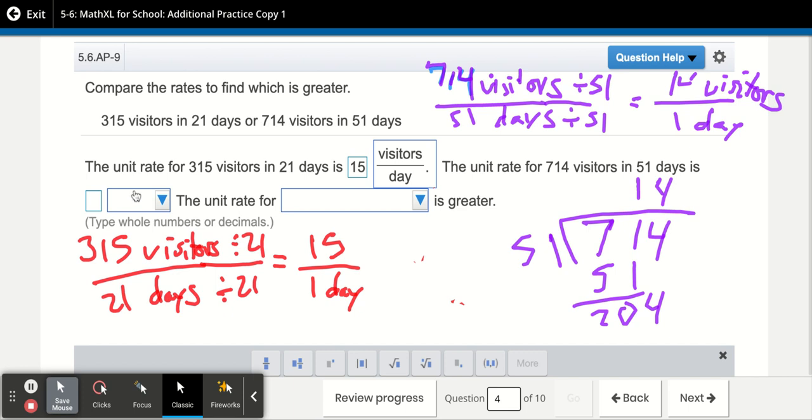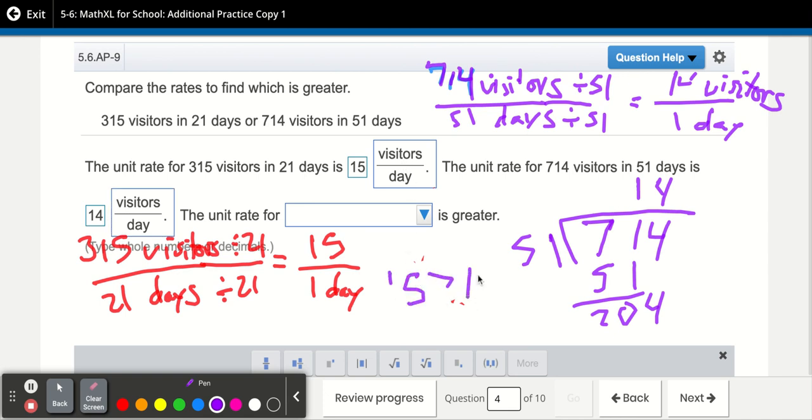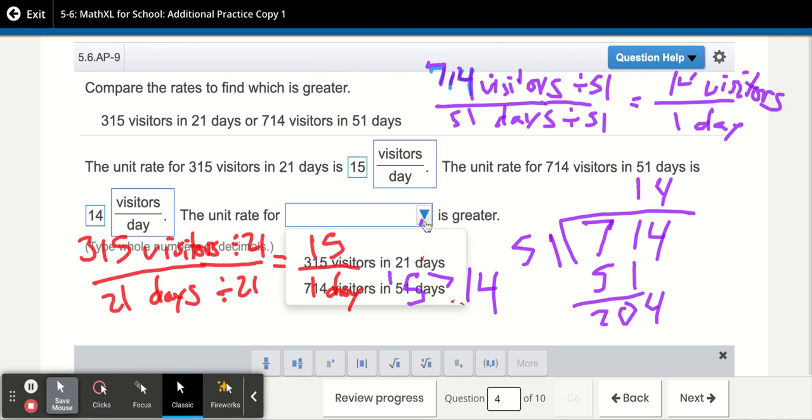So in that situation, 714 visitors in 51 days, the unit rate is 14 visitors per day. And so that unit rate, well, 15 is greater than 14. Oops, gotta click the mouse tool. So the unit rate of 315 visitors in 21 days is greater. Hopefully you can make that out.